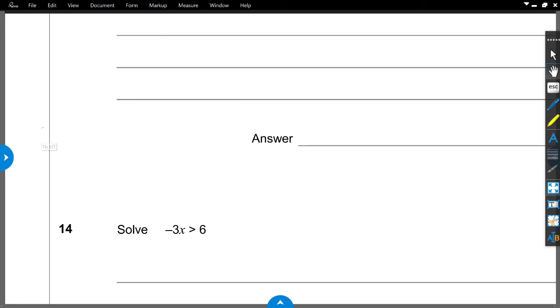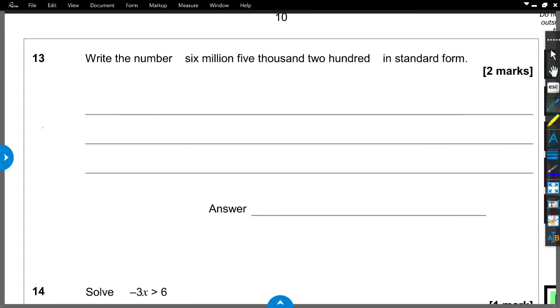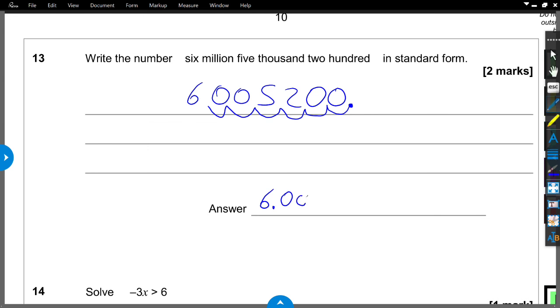A shortcut we can do is just consider how many times we're going to times by 10. So when we have the number 6,005,200, currently the decimal place is here. Now we have to divide by 10 1, 2, 3, 4, 5, 6 times to get 6.0052. Now to counteract that, we want to times by 10 6 times, which is timesing by 10 to the power of 6. This means that we haven't changed the value of the number.